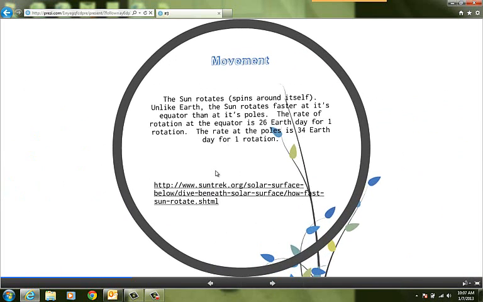For the sun's movement, the sun rotates or spins around itself. Unlike the Earth, the sun rotates faster at its equator than it does at its poles. The rate of rotation at the equator is 26 Earth days for one rotation.